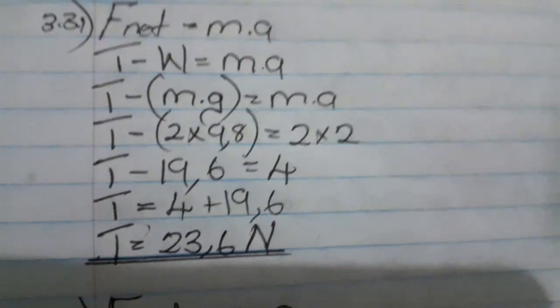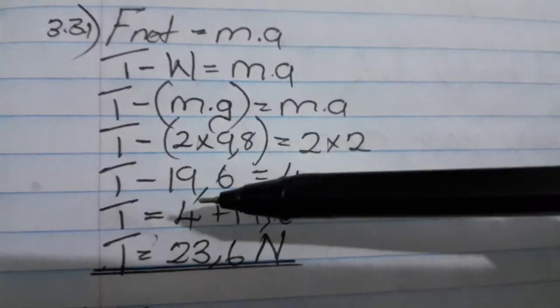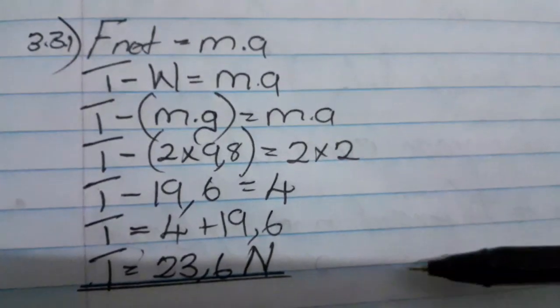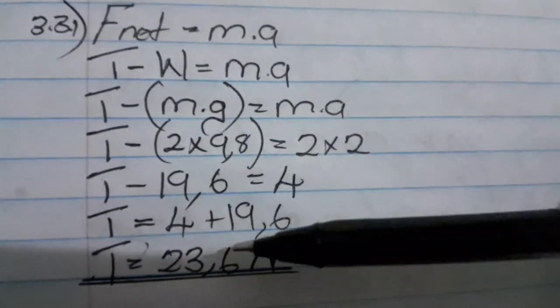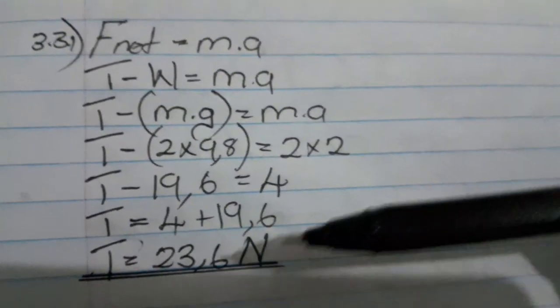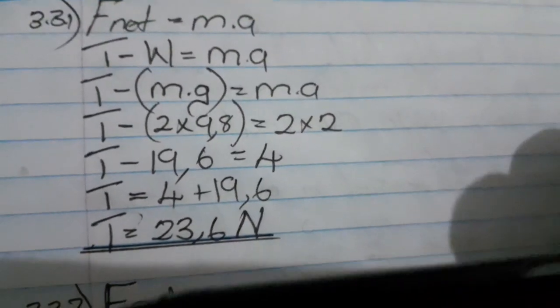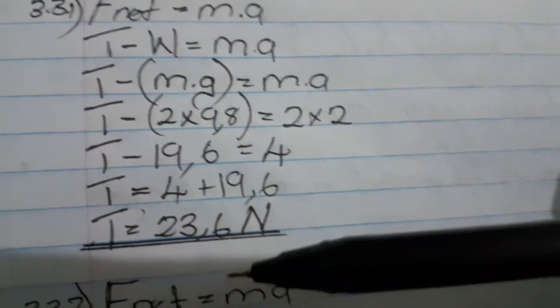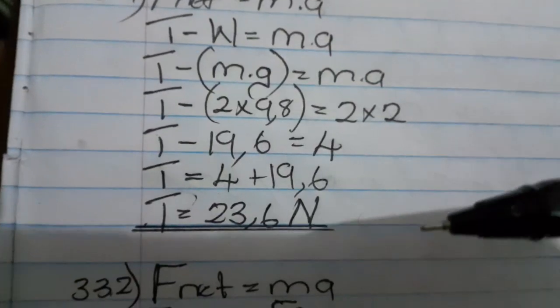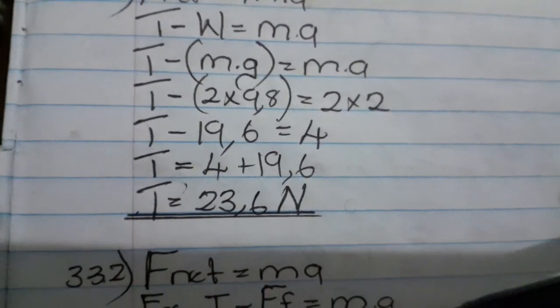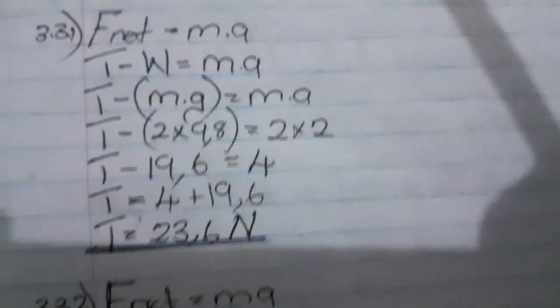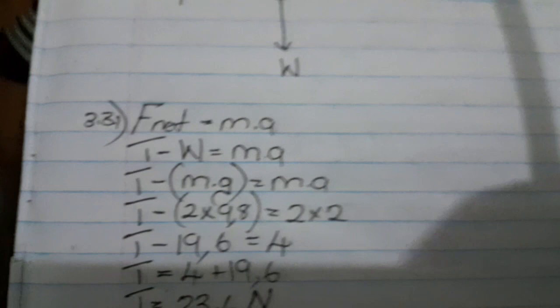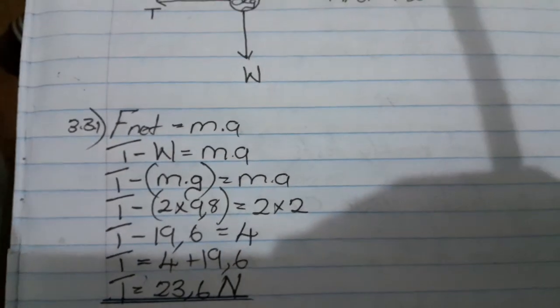In maths, since we're trying to solve for T, we carry over 19,6 to the other side. Once it crosses to the other side, its sign changes. So it becomes 4 plus 19,6. So tension, which is T, is equal to 4 plus 19,6. Then you punch that in your calculator if you can't do it in your head, and T is equal to 23,6 newtons. Remember, our unit for force, which is a vector, is newtons, guys. Okay, so now we have answered 3.3.1.